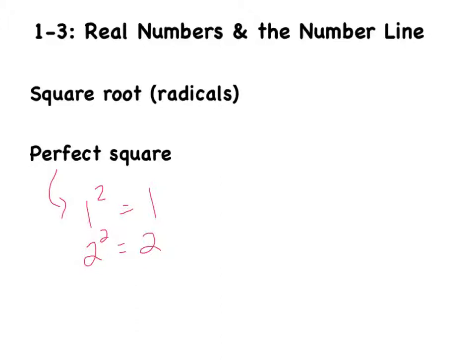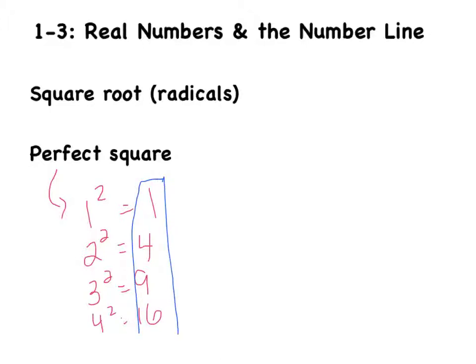Remember, a perfect square would be a number raised to the second power. 1 squared is 1, 2 raised to the second power is going to be 4, 3 squared would equal 9, 4 squared equals 16, so on and so forth. These numbers are what are called perfect squares.